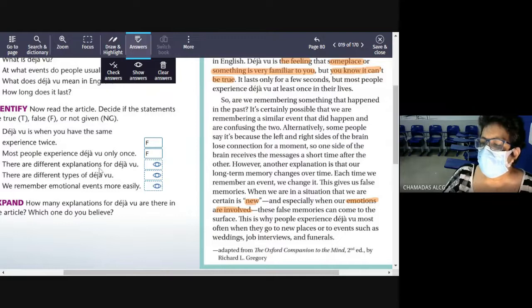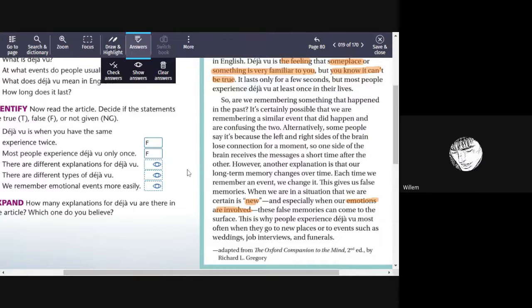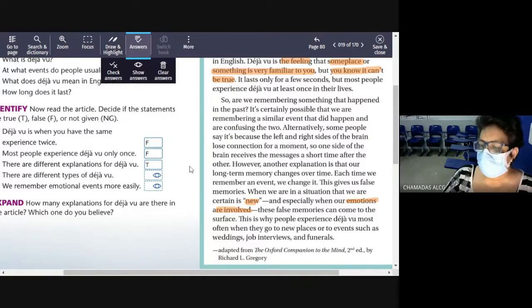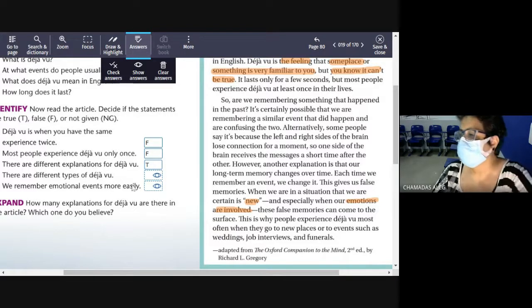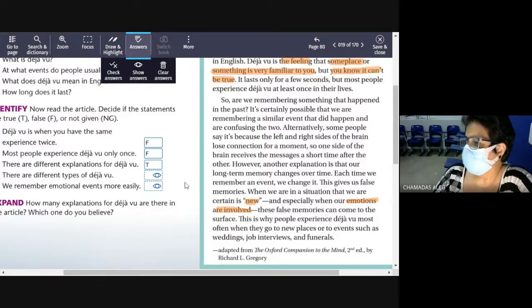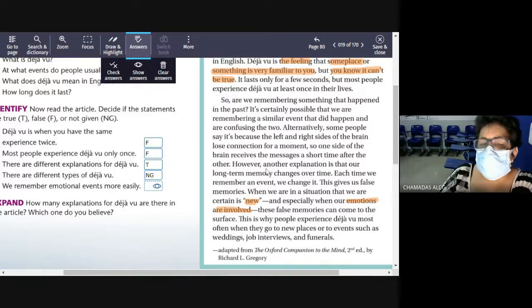There are different explanations for déjà vu. What do you think? It's true. Yes, good. There are different types of déjà vu. True. They don't say here. We know that there are, but they don't really say here in the text.